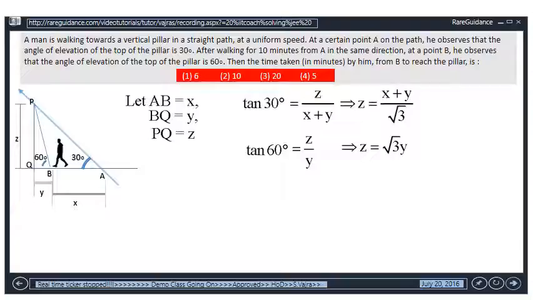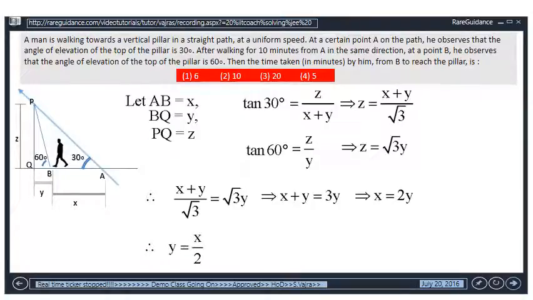By looking into the findings of tan 30 degrees and tan 60 degrees, we can safely say that x plus y divided by root 3 is equal to root 3 y, which we further solve. The root gets removed because it gets squared, as you all know. So x plus y will become 3y. Solving further, x will become 3y minus y, which is x equal to 2y. So y is equal to half of x, or x over 2.